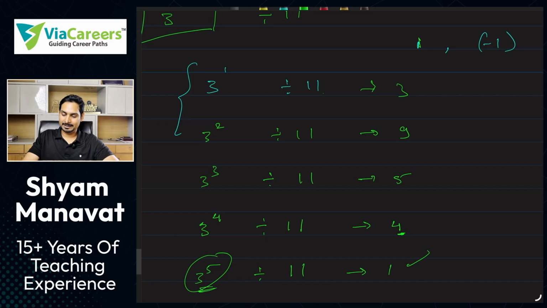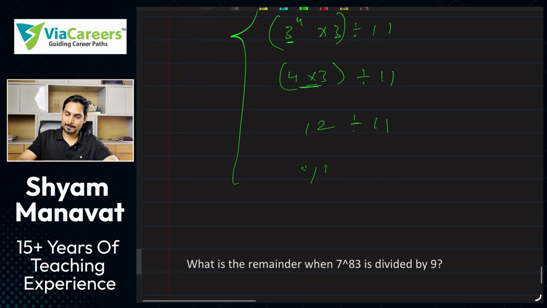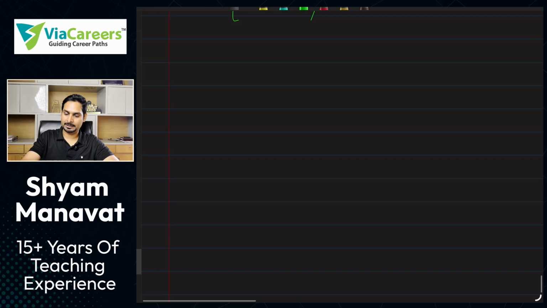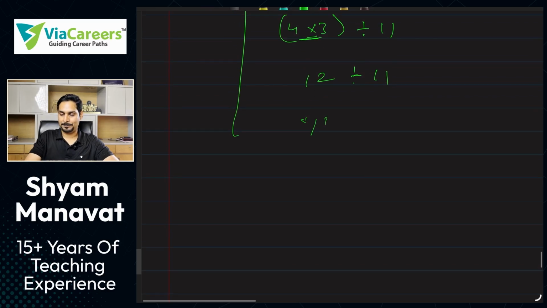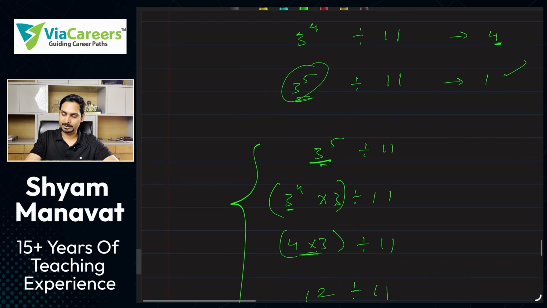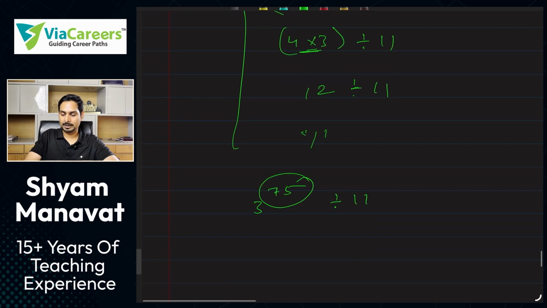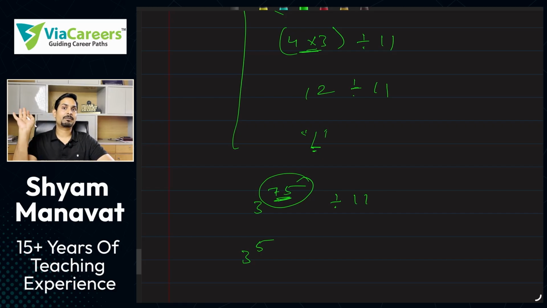So here we got for 3 to the power 5, and the question here was 3 to the power 75 divided by 11. We'll keep this in mind. So 3 to the power 75 when divided by 11, we know that here 3 to the power 5 is giving you remainder as 1. So I have to convert the 75 in form of multiple of 5 and plus something minus something like that.